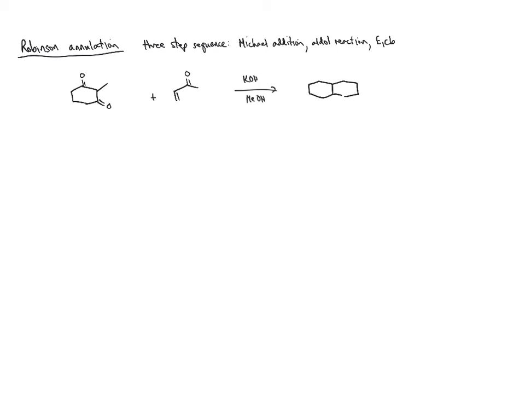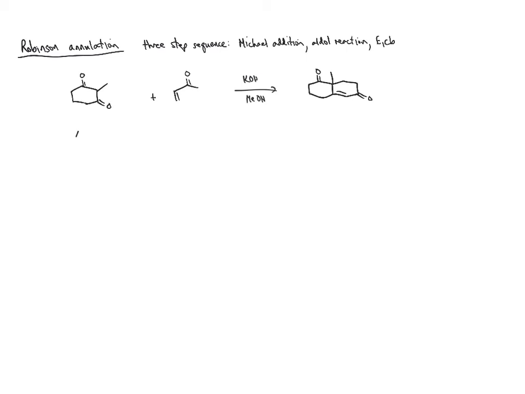The product that we're going to get here is an annulated product. And an annulated product means that we're forming a new ring. And so you can see here that we start with one ring, but we're going to end up with 2 rings. These are a ring fusion. And so how does this happen? Well, we need to follow the sequence. We're going to first do a Michael addition.